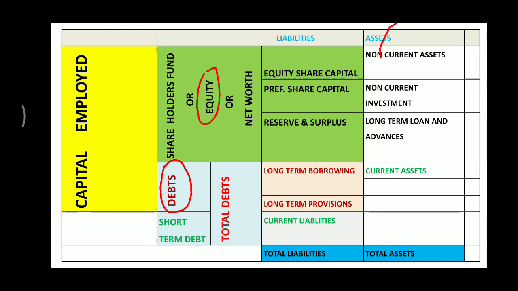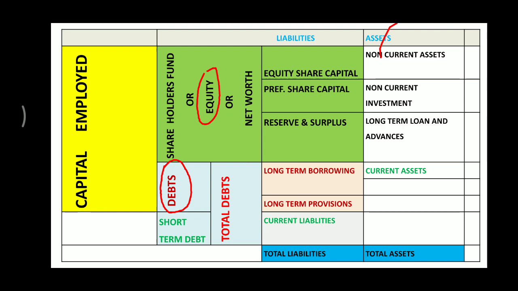So from this format many formulas will be derived, just like debts is equal to total liabilities minus shareholders fund minus short term debts, so the figure remaining will be the debts only. Or debts is equal to capital employed minus shareholders fund, because capital employed is the sum of debts and shareholders fund. So from capital employed, if we exclude the shareholders fund, the remaining part will be debts only.